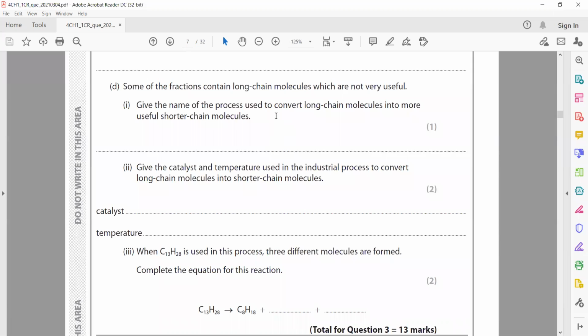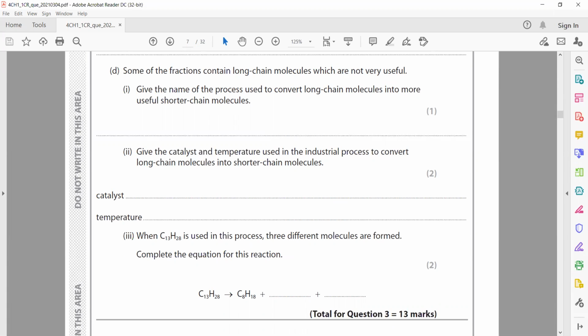Some of the fractions contain long chain molecules which are not very useful. Give the name of the process used to convert long chains into useful ones. For this purpose we use cracking. Give a catalyst and the temperature. For cracking we normally use alumina or silica as the catalyst, and the temperature is around 600 to 700. So silica is used, and the temperature is around 600.